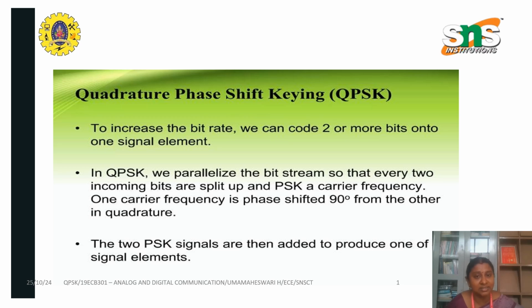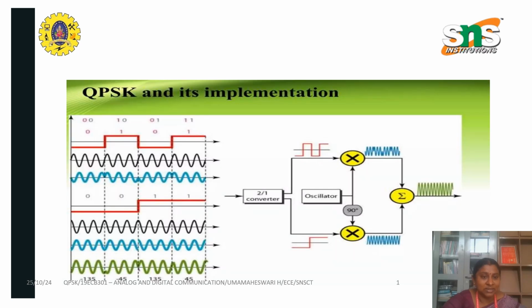it mainly increases the bit rate. We can code for more bits onto a single element. In QPSK, we parallelize the bit stream so that every two incoming bits are split up and modulate a PSK carrier frequency. One carrier frequency is phase shifted 90 degrees from the other, in quadrature. The two PSK signals are then added to produce one of the signal elements.